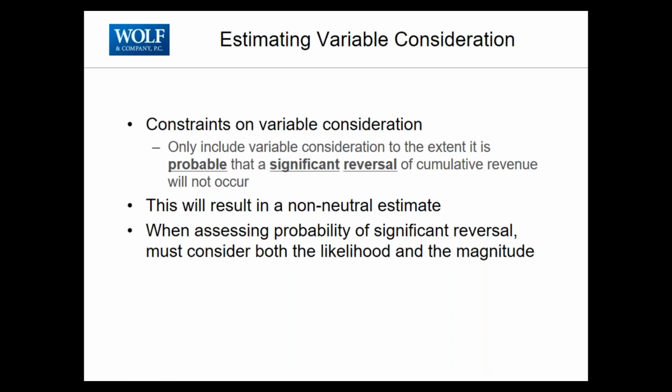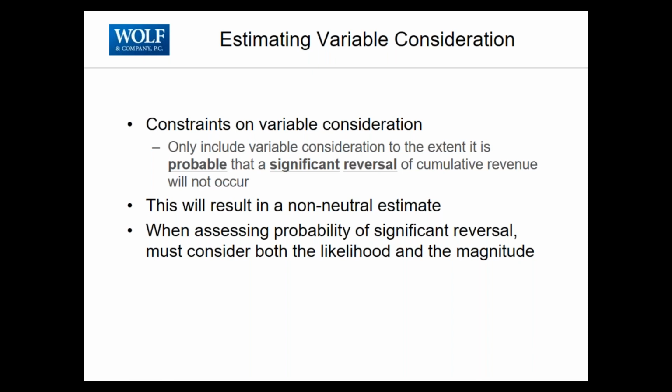Because the constraint guidance says that you must include in the transaction price variable consideration only to the extent that it is probable that a significant reversal in the cumulative revenue recognized will not occur when the uncertainty is ultimately resolved. So the interesting thing to note here is that this will, by definition and by design, result in a non-neutral estimate, which is something we don't typically see. Normally, we're always trying to come up with an unbiased estimate. We're using positive information and negative information and thinking about what reasonable people would conclude. But in this case, because revenue is so sensitive and so critical, the objective here is really to come up with a conservative estimate, and that is by definition non-neutral.